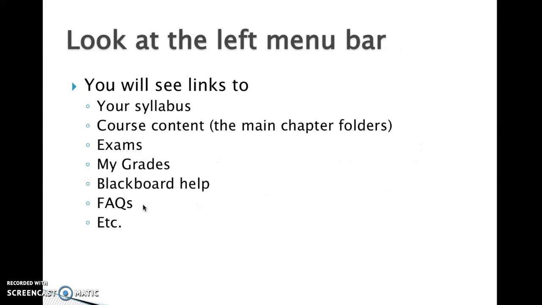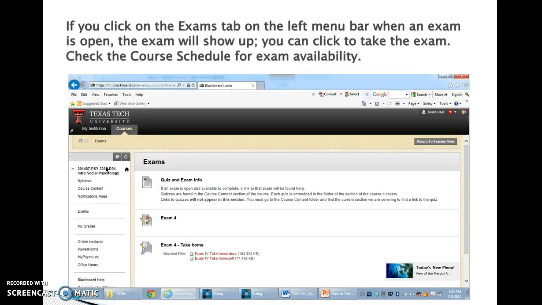But on the left menu bar, you'll see links to the syllabus, the course content, exams, my grades, Blackboard help, frequently asked questions. There's also a link to email me, and so on. If you click on the exams tab on the left menu bar, when an exam is open, the exam will show up. So you can click on it to take the exam. Check the course schedule for your exam availability. You really don't want to miss one of those.